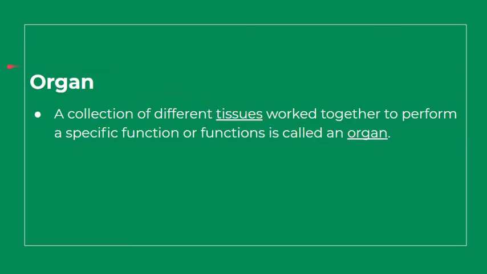moving on, we are going to learn about an organ. A collection of tissues working together to perform a specific function or functions is called an organ. So a collection of tissues working together to perform a particular function, that itself is an organ.